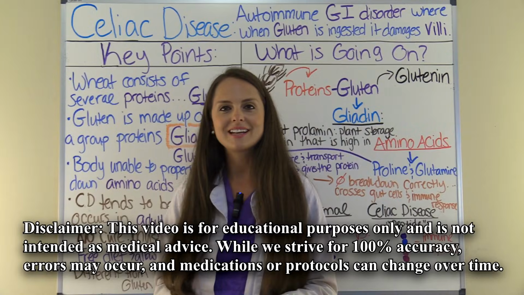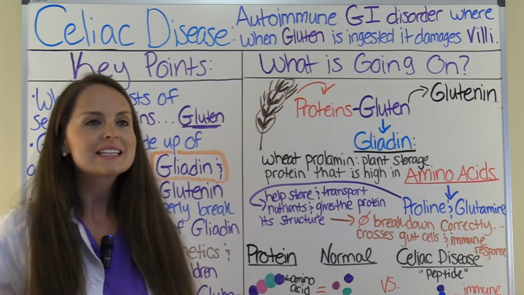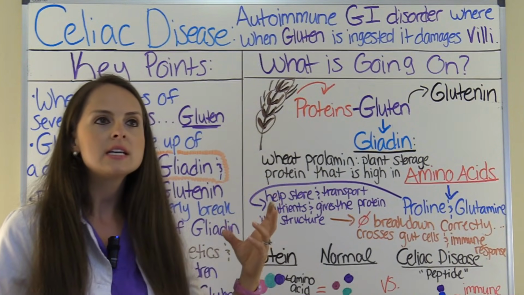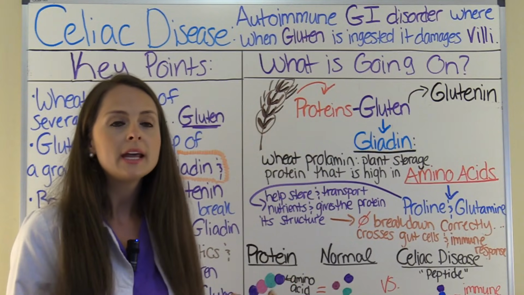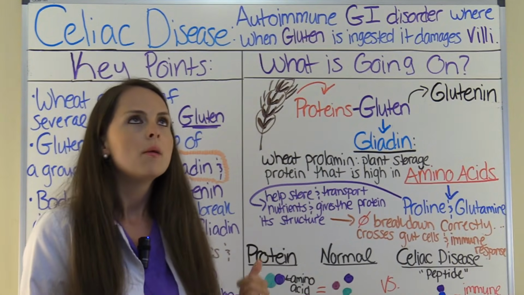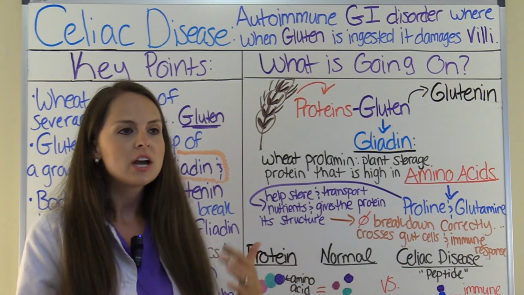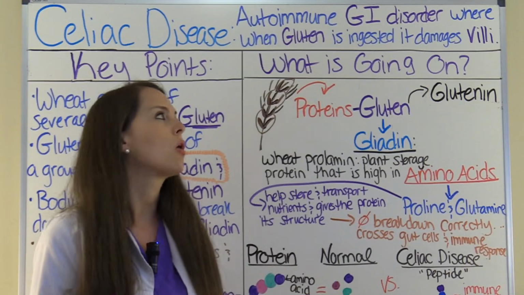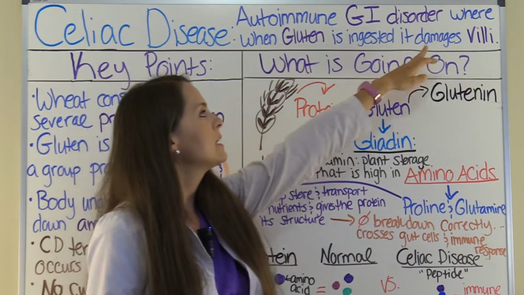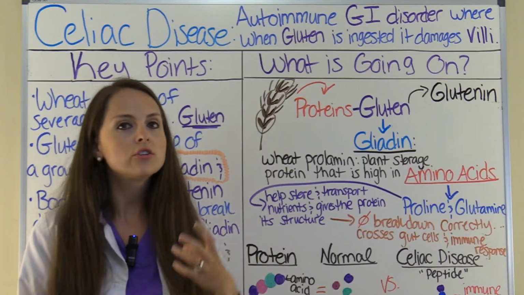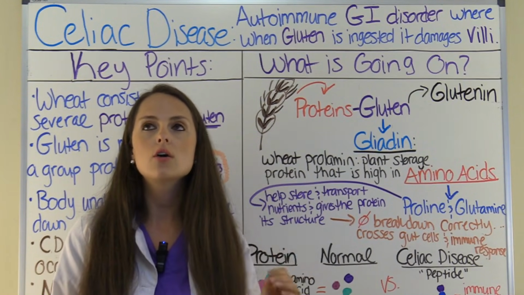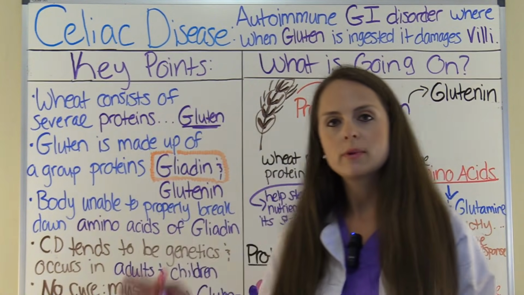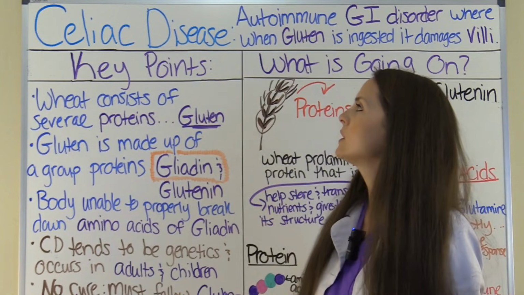So let's get started. So what is celiac disease? Celiac disease is an autoimmune gastrointestinal disorder where when the person eats something that contains gluten, and gluten is found in wheat, barley, rye, and they ingest that and it enters into the small intestine, it causes an immune response, which in turn damages the intestinal villi. And you're going to learn in this lecture, intestinal villi are so important because they play a role in absorbing nutrients.